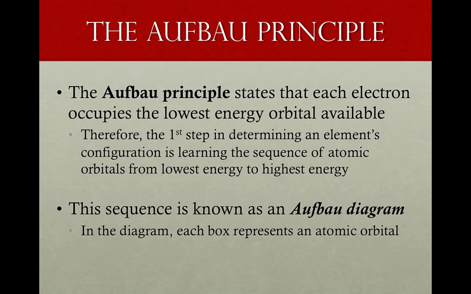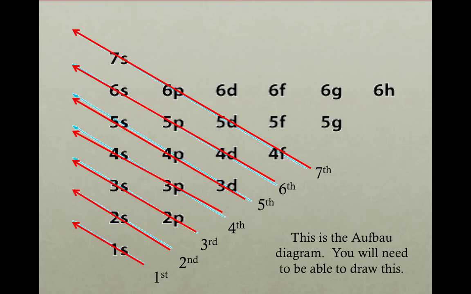It's going to go to the easiest thing it can first. So electrons are always going to go to the orbital closest to the nucleus as they can get, or the orbital with the lowest energy. If that orbital is filled, then it goes to the next highest energy and so on. So the first step when writing electron configurations is determining the sequence of atomic orbitals from lowest to highest energy. And this is called the Aufbau diagram.